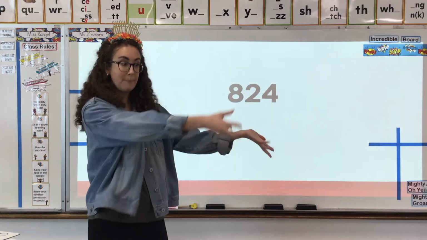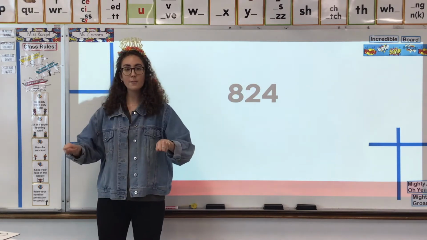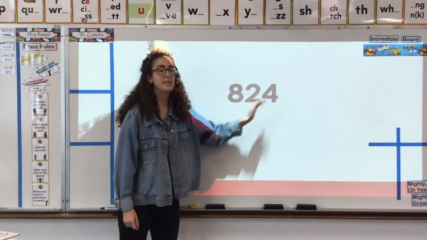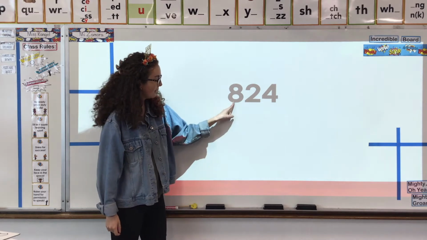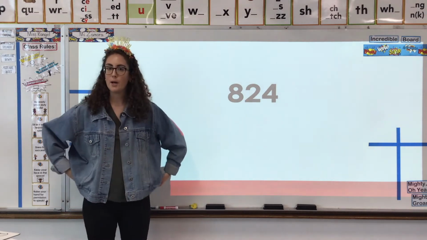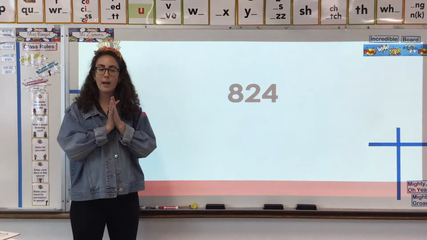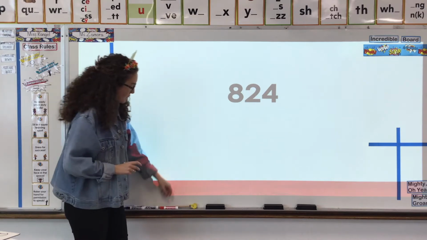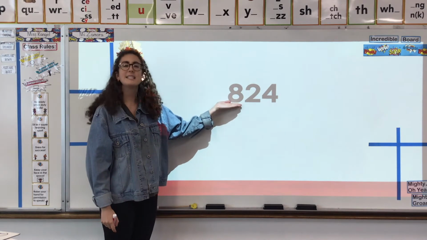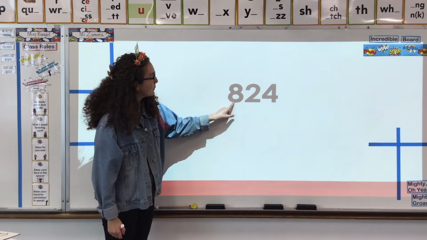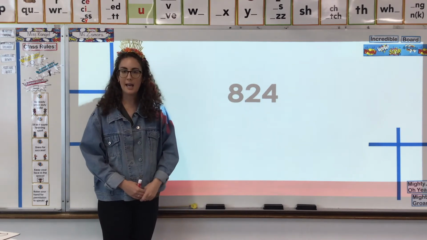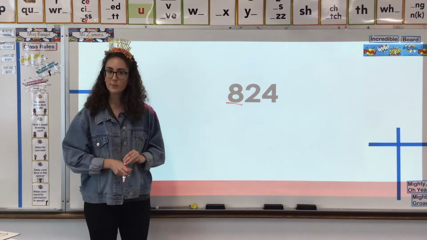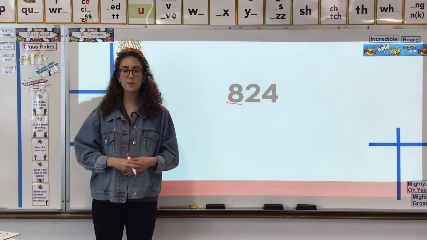So now you can get back out your whiteboard. Put it right in front of you. On your whiteboard, I want you to write 824. Can you write out 824 on your whiteboard? Awesome. Okay, we're going to write this number in expanded form. So let's think about it. This digit 8, what place is the digit 8 in? It's in the hundreds place, exactly.